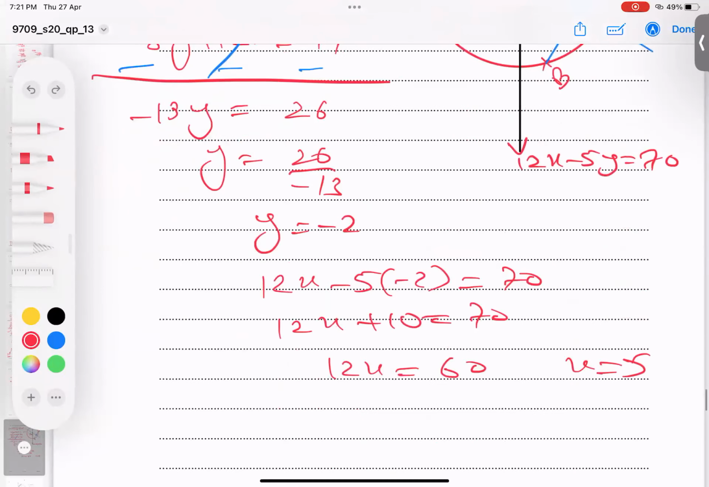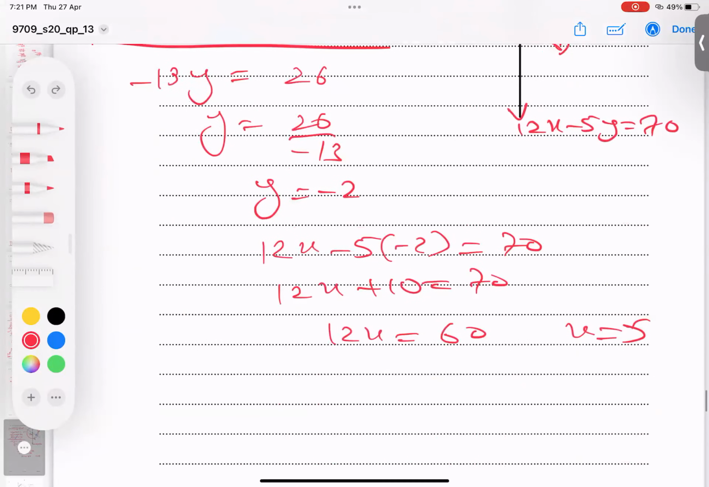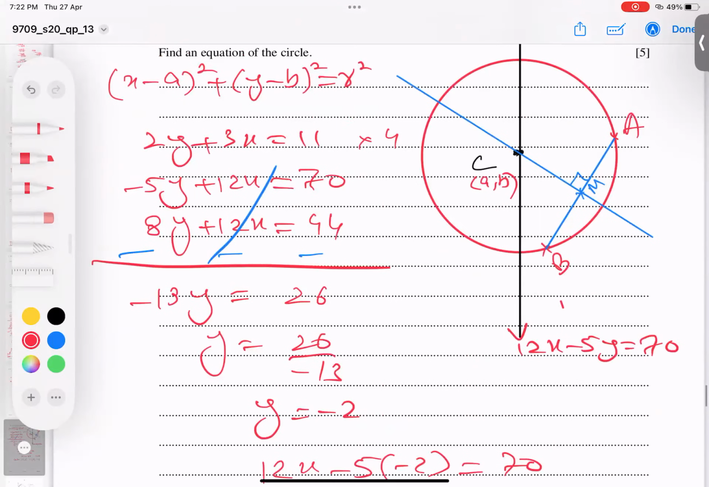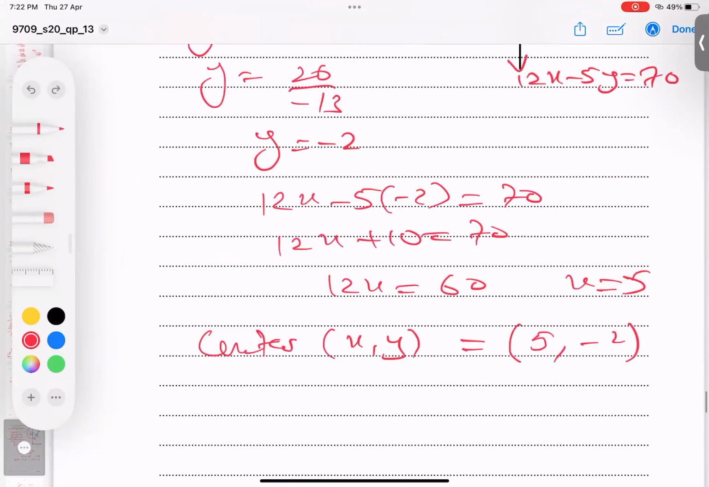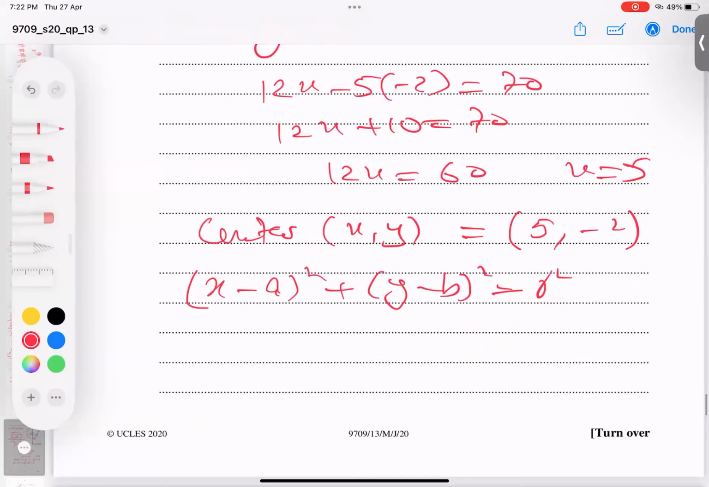So this is called the center. So the center of the circle becomes what? Not xy, wrong. Change the name. So a is 5, so 5 is here, and this is negative 2. So this 5 will go here. So let's start: x minus a whole square, y minus b whole square equals r square.